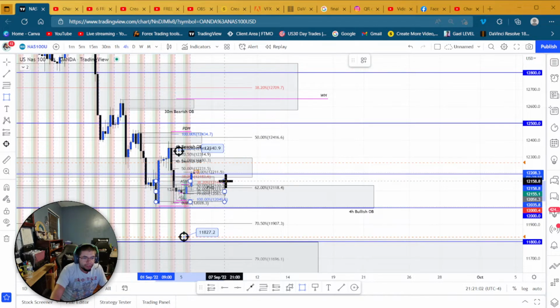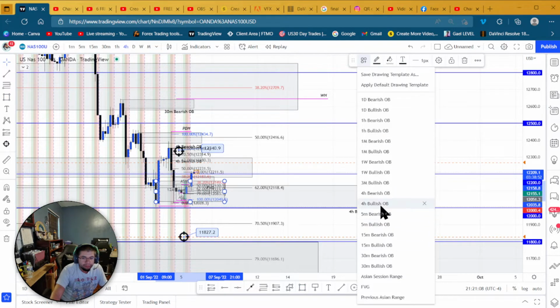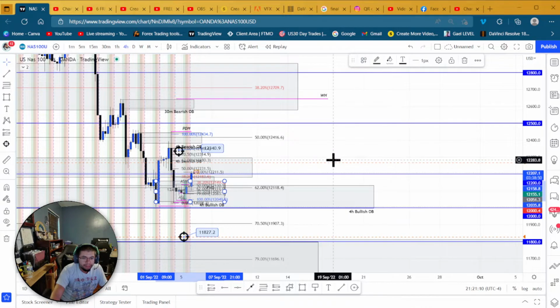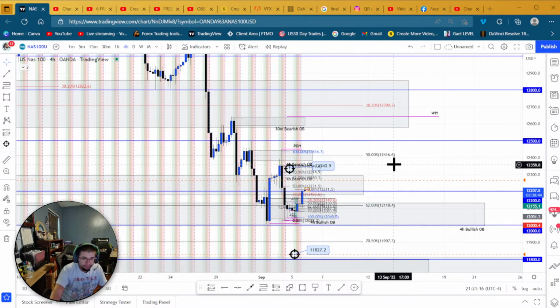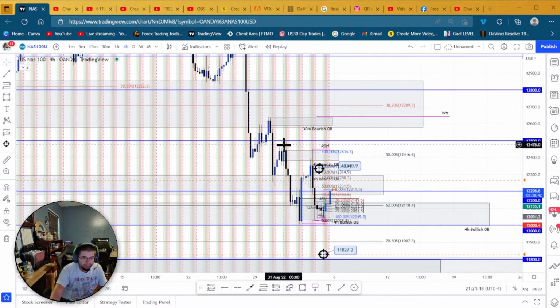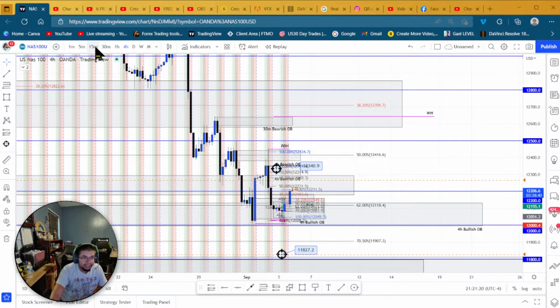So there was this downward momentum and it went into this bullish 4-hour order block. For that, it's catching some support to come back up. So you can catch these order blocks at different time frames to even take entries.